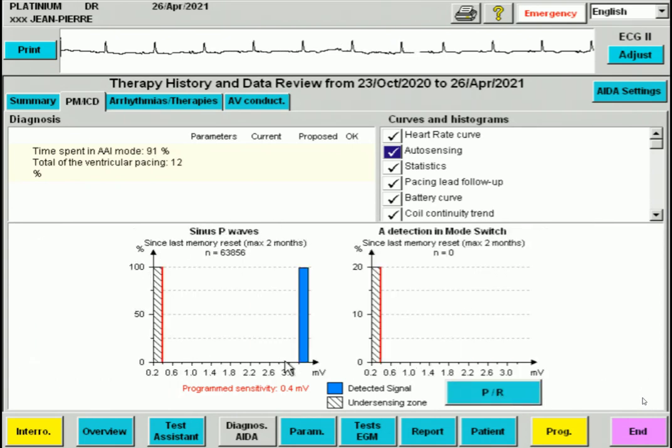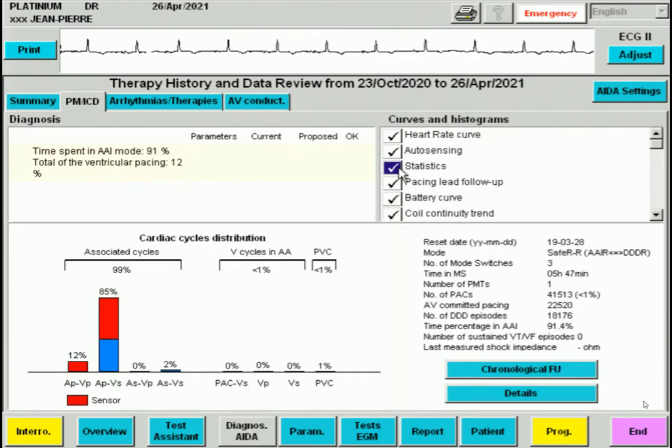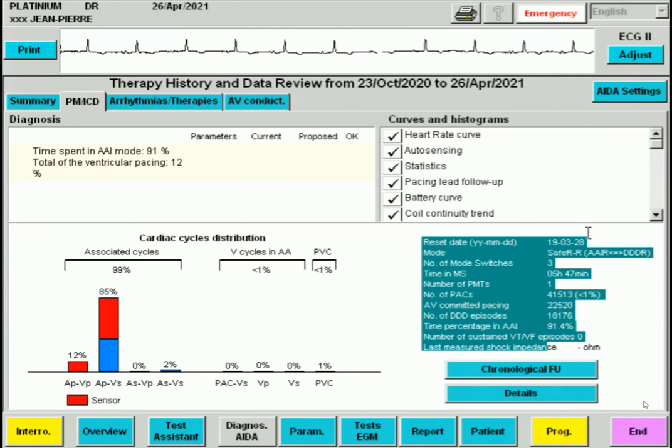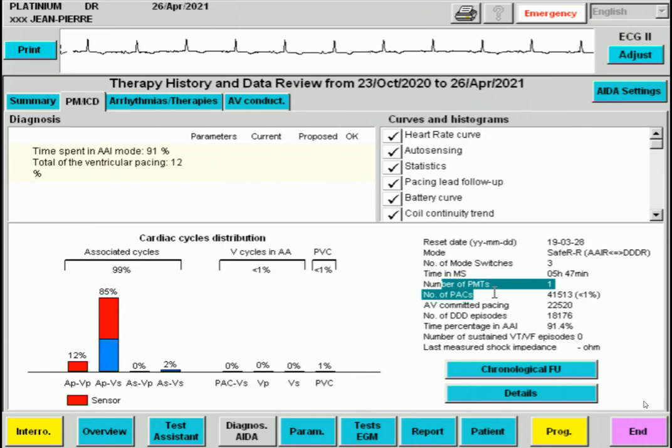The same for the atrium, during sinus rhythm and during Modeswitch, which shows 0 sensed events since the patient had no AF during the last 2 months. In the statistics screen, we see a summary of data with, of particular interest, a single episode of pacemaker-mediated tachycardia.